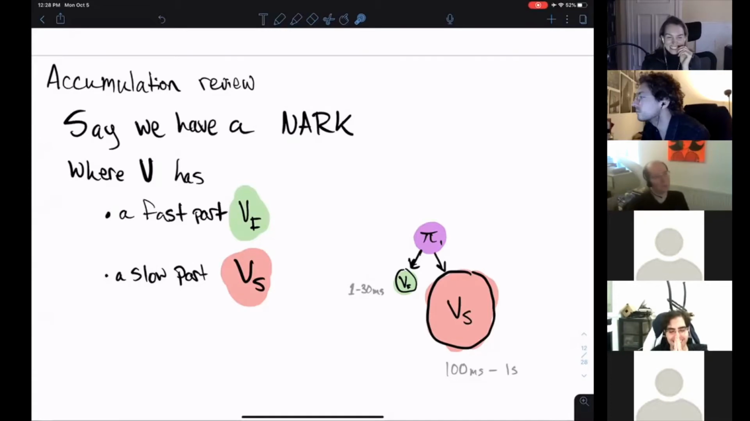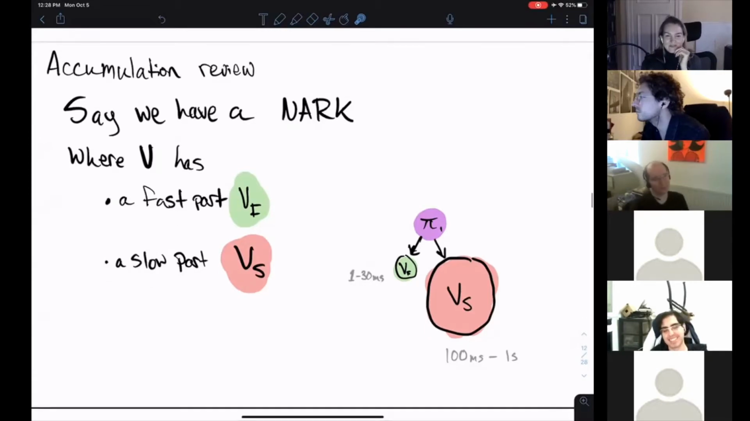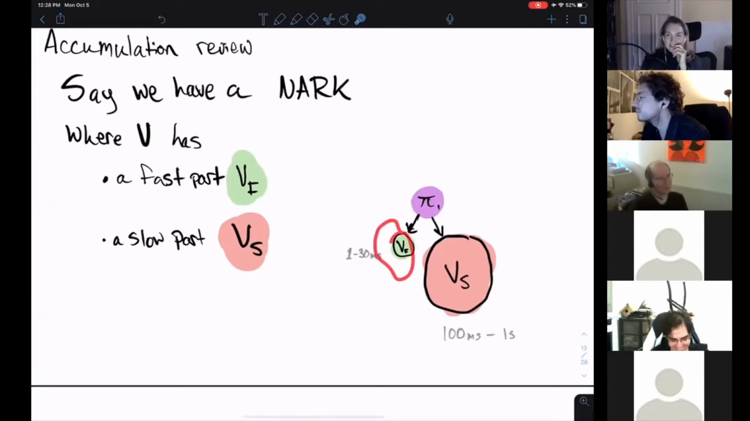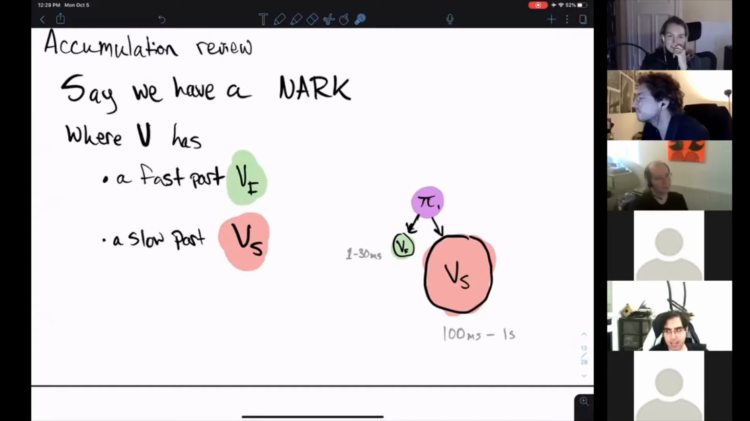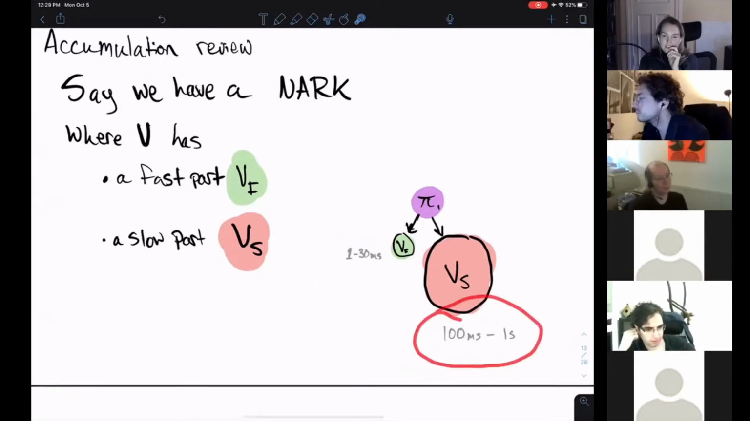where the verifier has sort of two components. It has a fast part, v sub f. And when I say fast, I'm saying like, you know, the real relevant metric is like arithmetic circuit complexity, but we can sort of imagine in our minds, the fast part is like 1 to 30 milliseconds, let's say. And then there's the slow part, which is like 100 milliseconds to like a second or so. And the verifier has this structure.